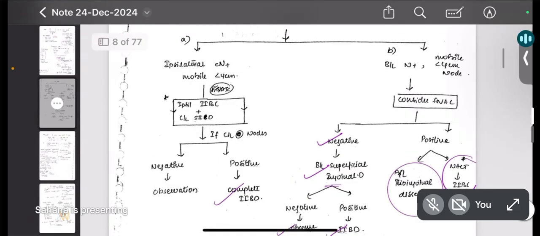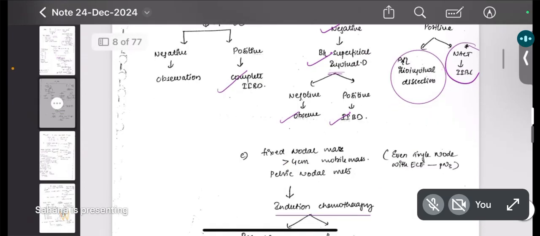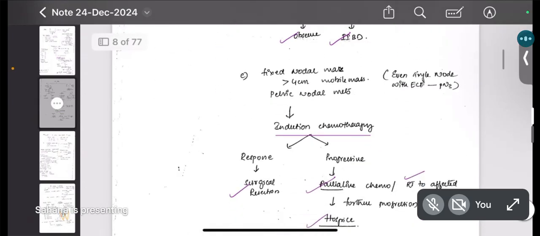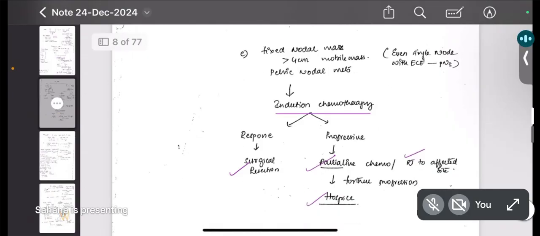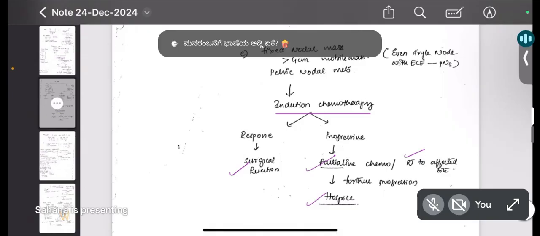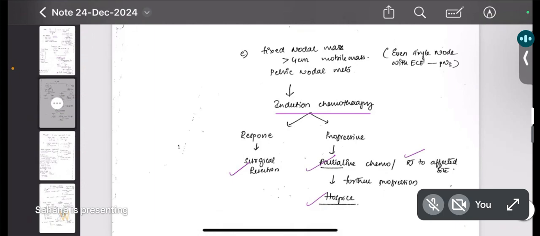Then when do you resort to give NACT? Fixed, bulky nodes, bilateral, even if pelvic nodes are involved. When we say N3 disease, then you give induction, see the response, do surgery. If it is progressive, then you convert your intent of treatment to palliative, give chemo or RT or hospice care.